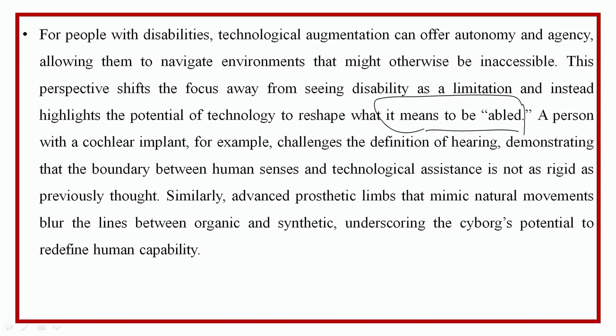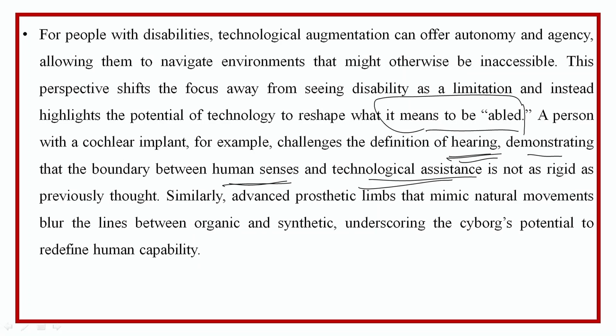A person with a cochlear implant, for example, challenges the definition of hearing, demonstrating that the boundary between human senses and technological assistance is not as rigid as previously thought. What I am talking about is, let us say for example, a person who is not born with the capacity to hear, since he has got a cochlear implant, his sense is working as the normal people's senses are working. So, how do you make a division between which one is human sense and which one is technological assistance?